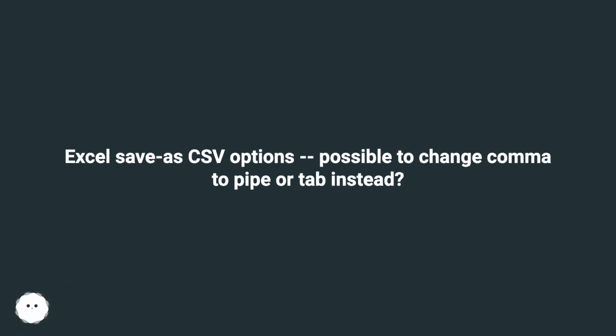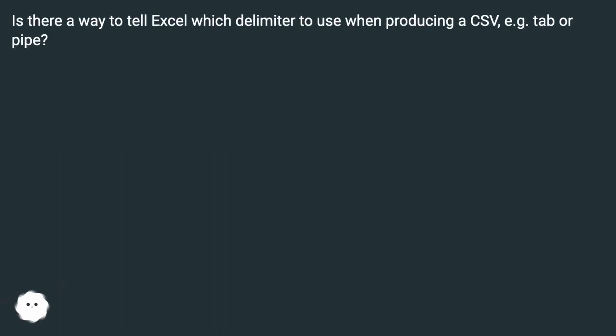Excel save as CSV options, possible to change comma to pipe or tab instead? Is there a way to tell Excel which delimiter to use when producing a CSV, e.g. tab or pipe?